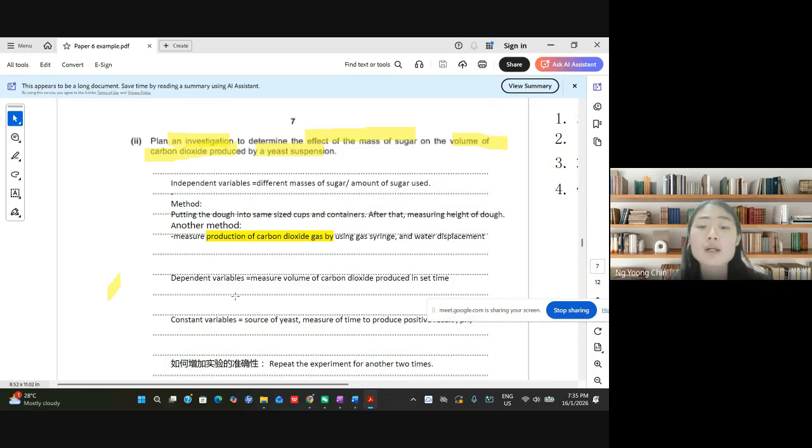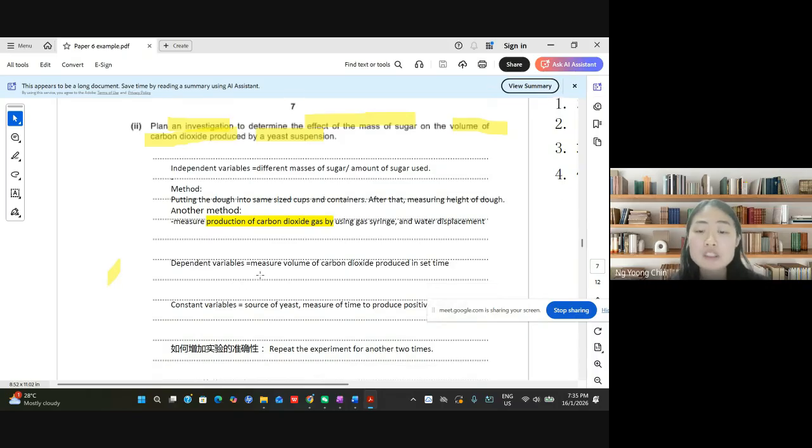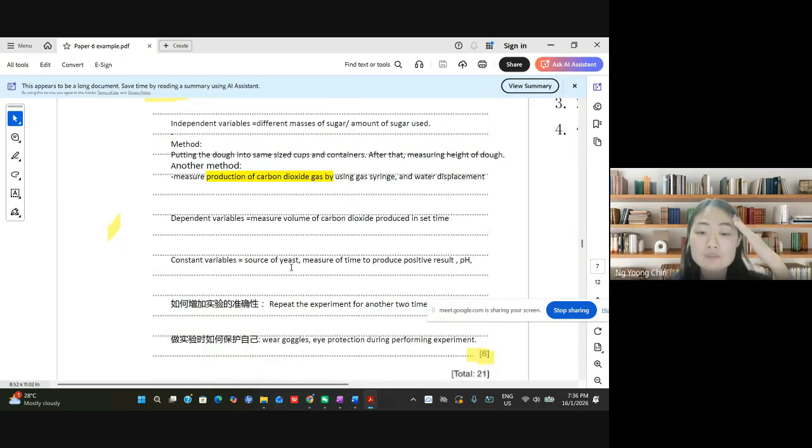Same for the dependent variable. They just measure the volume of carbon dioxide produced in a set time. Just one sentence, 1 point. But for the constant variable, you can write more than 1 point. You can write about 2 or 3 points maximum. So that's why I write source of yeast, pH. You can write more than one.